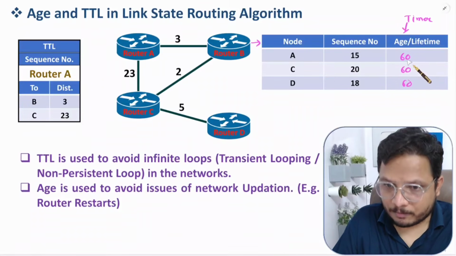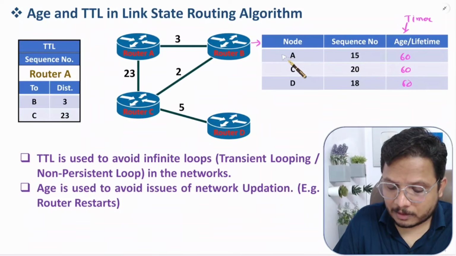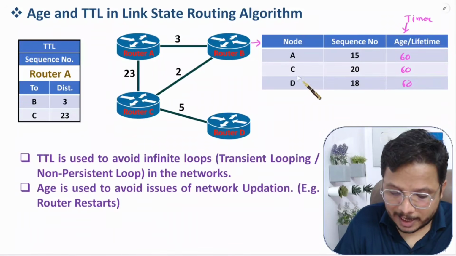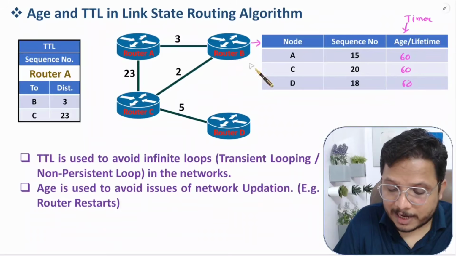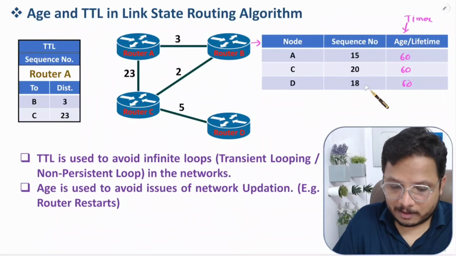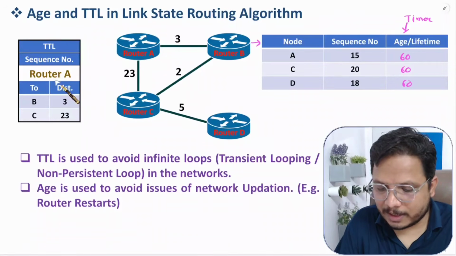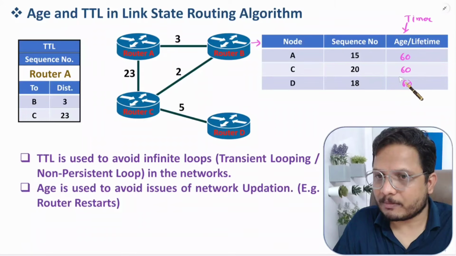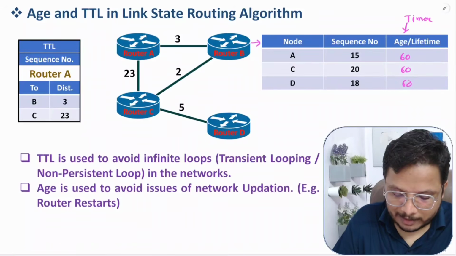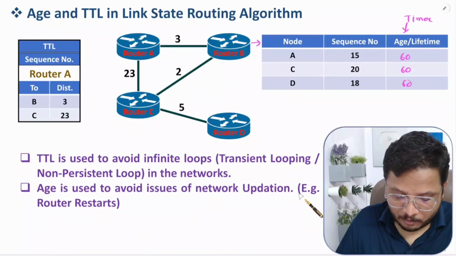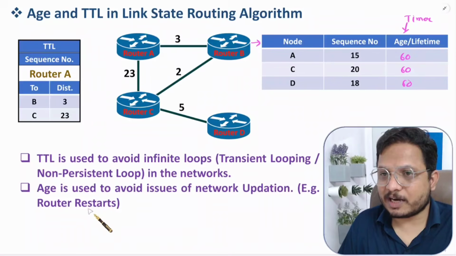So after some time, these entries will become invalid. So again, router B will have to update these entries, right, with the use of link state information. Now you might be thinking, why do we need to have an update after some time? The reason is, what if some routers get restarted after some time?